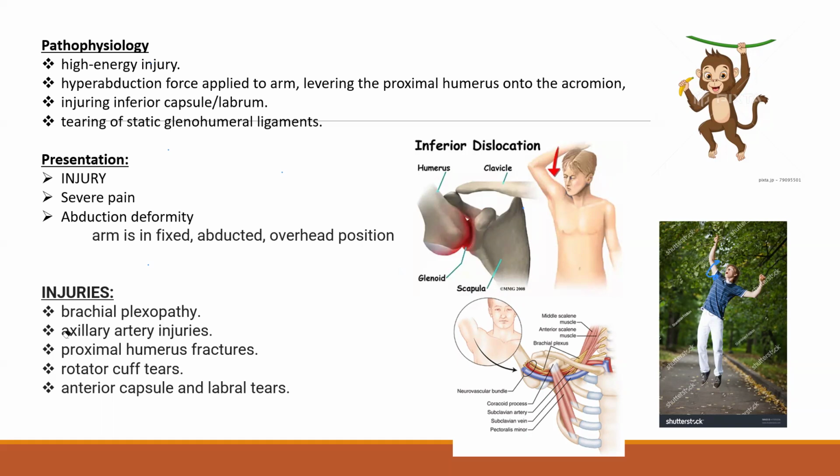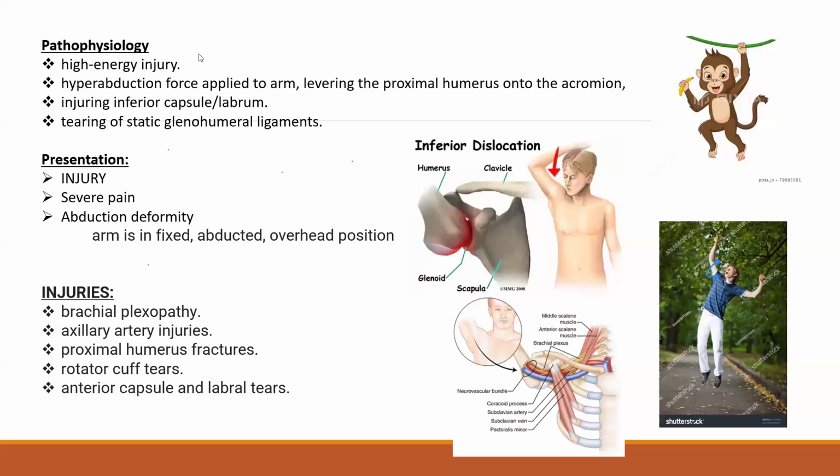As I told before, the dynamic and static stabilizers get damaged due to shoulder dislocation. So we have brachial plexus injury, axillary artery injury, proximal humerus fracture, rotator cuff injury, and anterior capsule and labral injury in patients who have inferior shoulder dislocation.